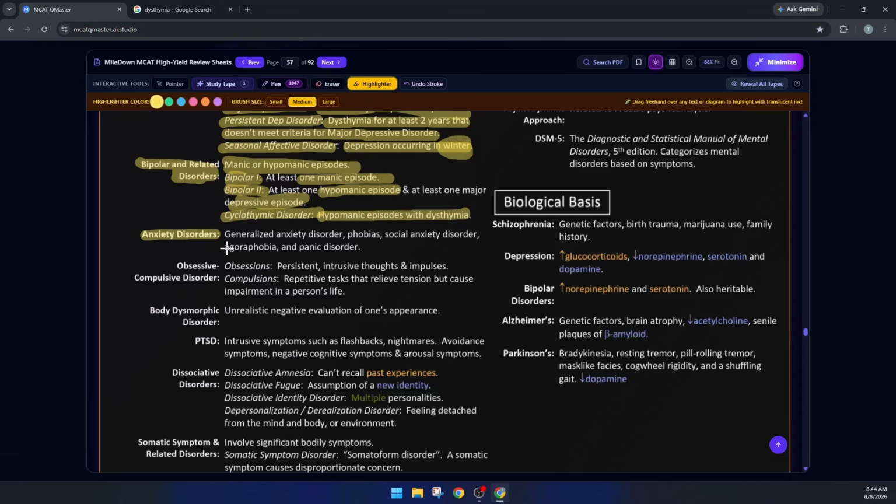Anxiety disorders include generalized anxiety disorder, phobia, social anxiety disorder, agoraphobia, and panic disorder. You want to know the definition of each of these. Generalized anxiety disorder is just what you think it is. Phobia means you have a specific fear of something, like I have a phobia of spiders. Social anxiety disorder, you're scared of certain social situations.